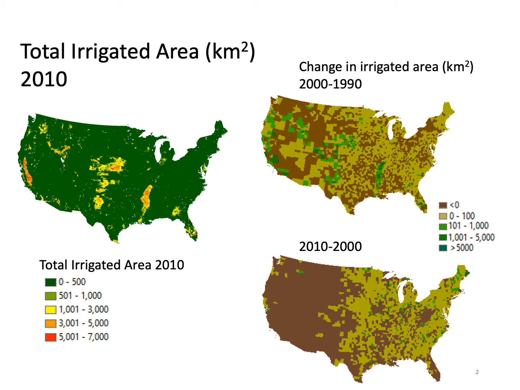In the period of 1990 to 2000, irrigated area increased on both sides of the US, mostly in the eastern side. Irrigated area increased a lot in the eastern US during the period of 2000 to 2010, and there is no more increase in irrigated area on the west side of the US.